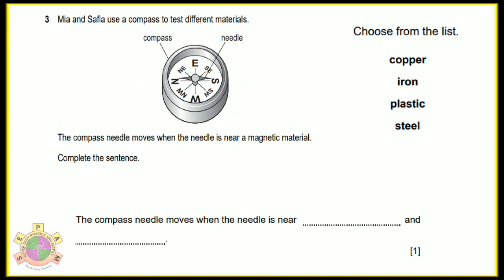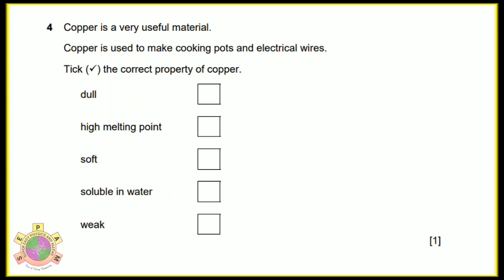Mia and Sophia use a compass to test different materials. Complete the sentence. The compass needle moves when the needle is near dash and dash. So we have to look for the magnetic materials here. You have copper and steel. Iron and steel, not copper. Okay. Copper is a very useful material. Copper is used to make cooking pots and electrical cables. Tick the correct property of copper. High melting point.